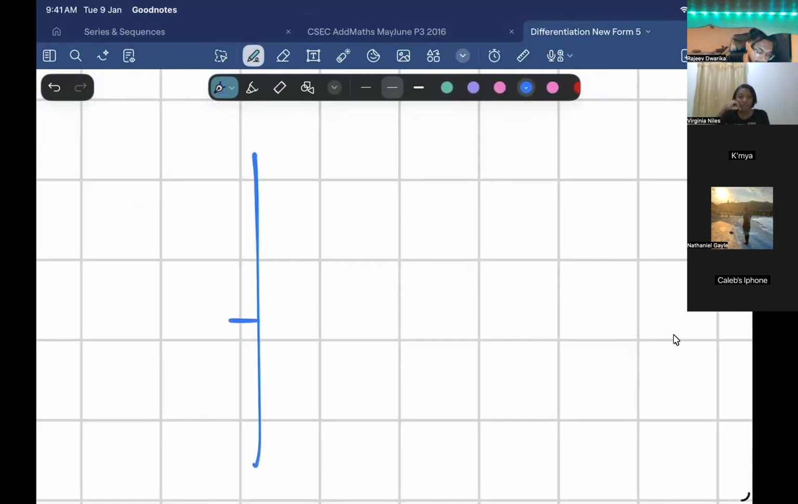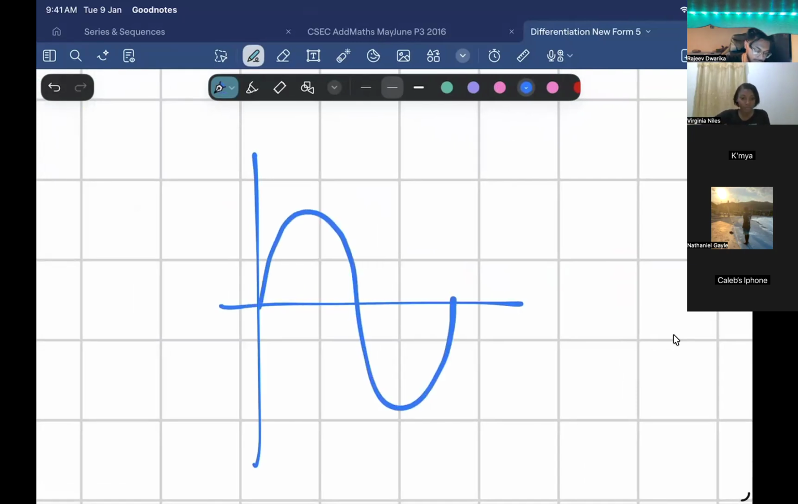I don't know if you all know this, but I'm going to show you a little hack here. Virginia, you know that the sine graph looks like this? Yes, sir. This is sine x. Y is equal to sine x.